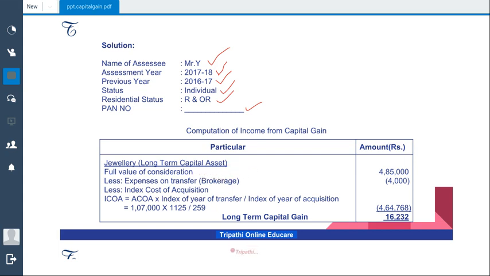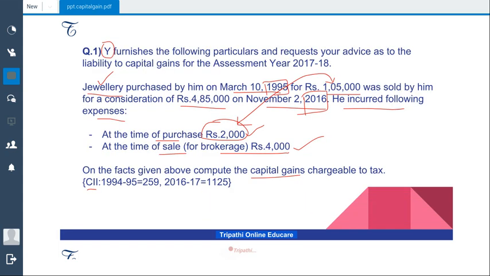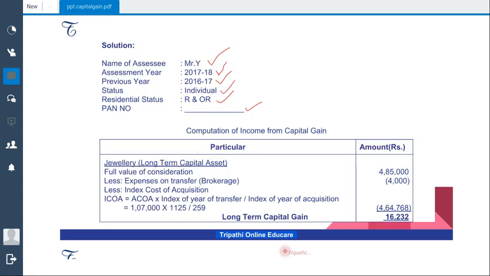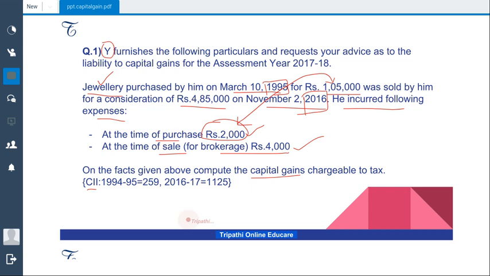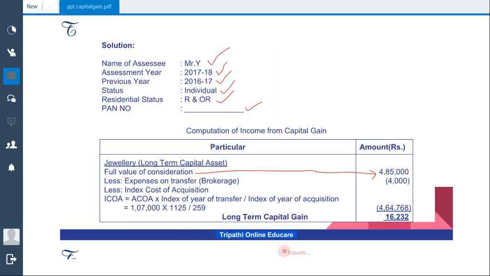Now, as we know, the format first will be full value of consideration. So what is full value of consideration? It is nothing but the selling price. If you see the selling price, it was sold by him for a consideration of 4,85,000. So selling price will be 4,85,000, which is nothing but full value of consideration. Less expenses on transfer, it is brokerage 4,000. It is given in the question at the time of sale, brokerage incurred is 4,000. So this 4,000 will be subtracted from the full value of consideration.